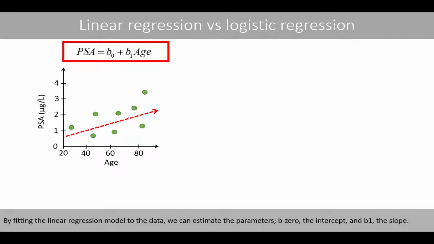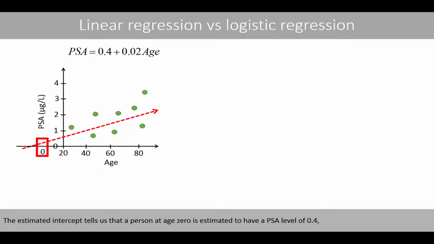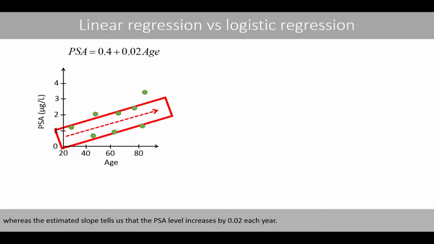By fitting the linear regression model to the data, we can estimate the parameters b0, the intercept, and b1, the slope. For this example data, the intercept was estimated to 0.4 and the slope to 0.02. The estimated intercept tells us that a person at age 0 is estimated to have a PSA level of 0.4, whereas the estimated slope tells us that the PSA level increases by 0.02 each year.